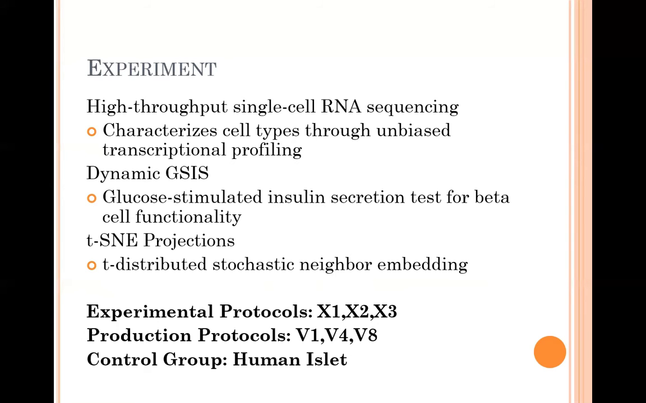The experimental protocols that the paper is testing are referred to as X1, X2, and X3, and these are derived and compared to the production protocols, which are V1, V4, and V8. This is what the paper refers to them as. There is a table at the very bottom that goes over in more detail what those include. The control group for this experiment is native human islets.